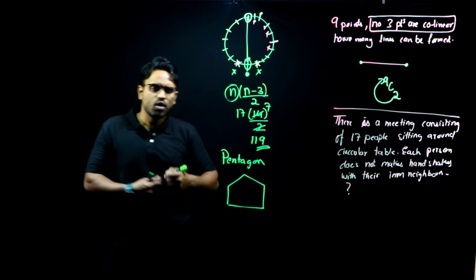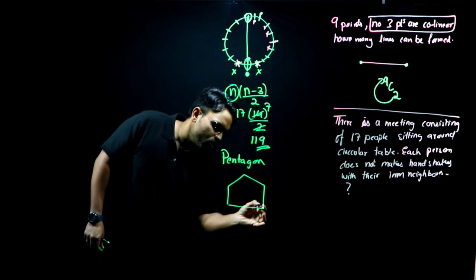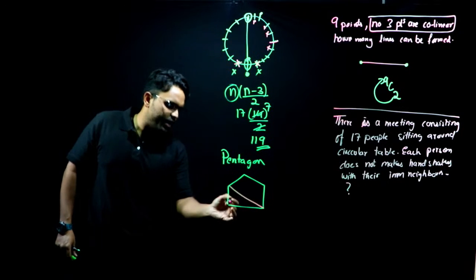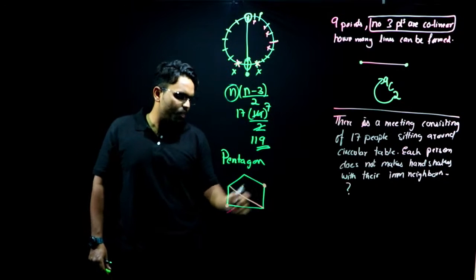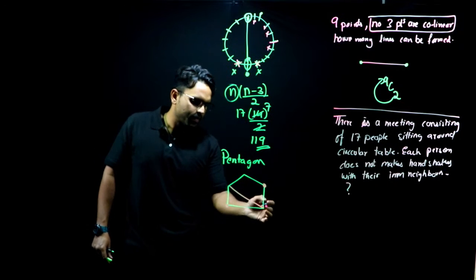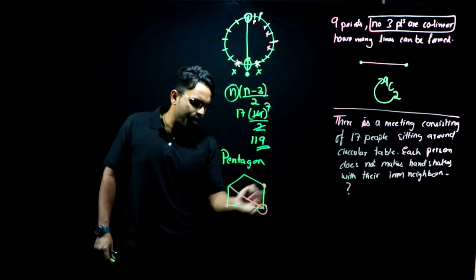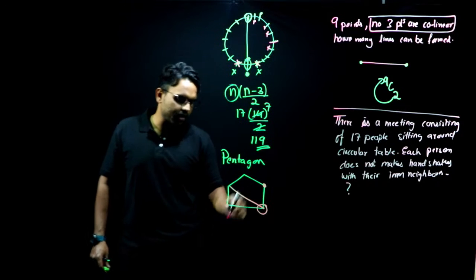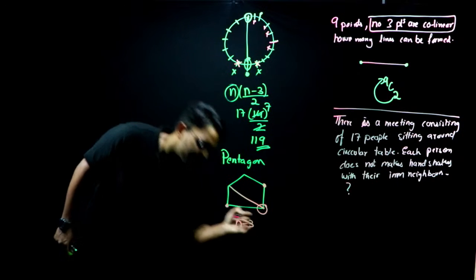Now start thinking. To form a diagonal, what is it that you need? You can only form a diagonal with a point which is not the adjacent neighbor. You cannot form a diagonal with the points which are adjacent to this point. So the formula here, what will it be? n-3.